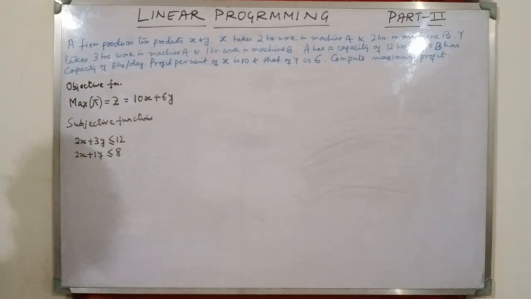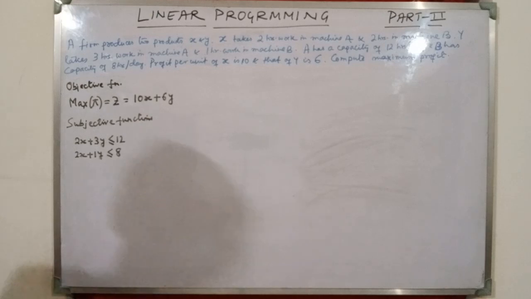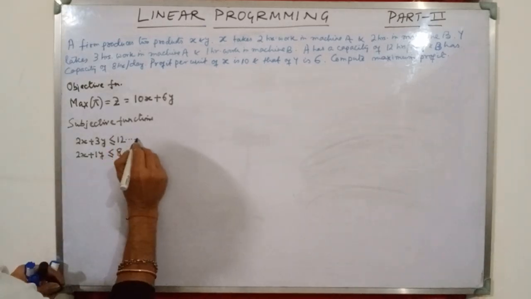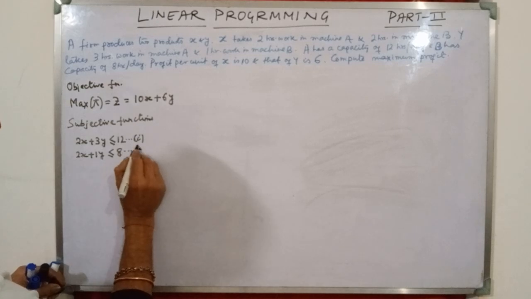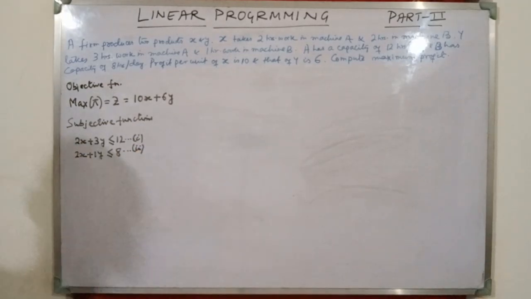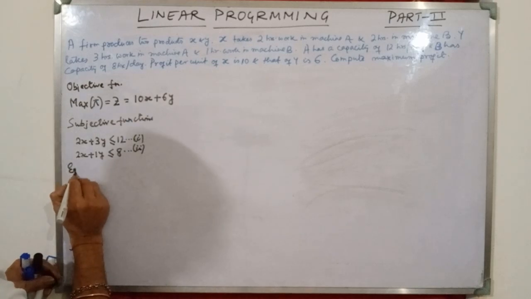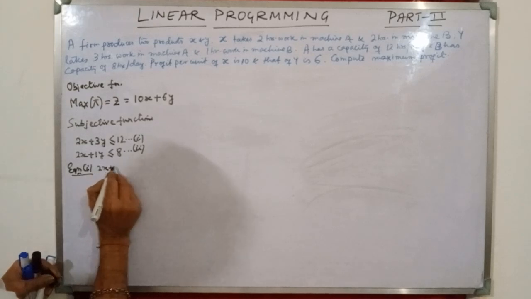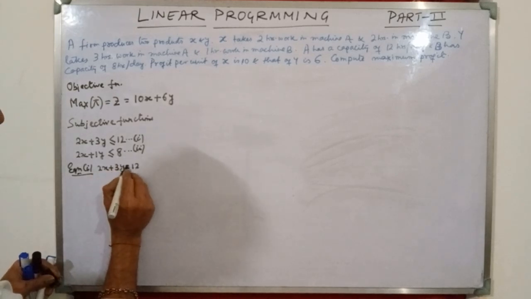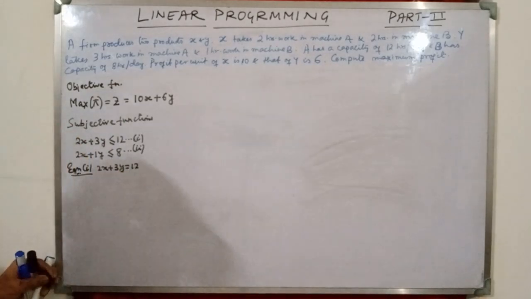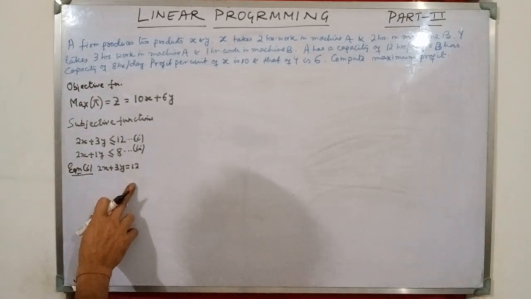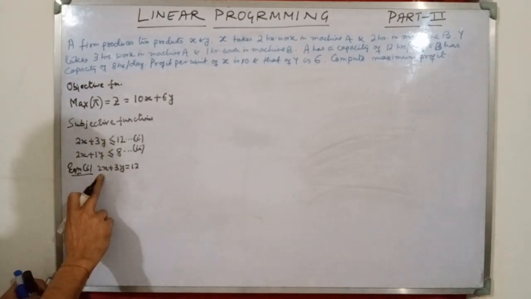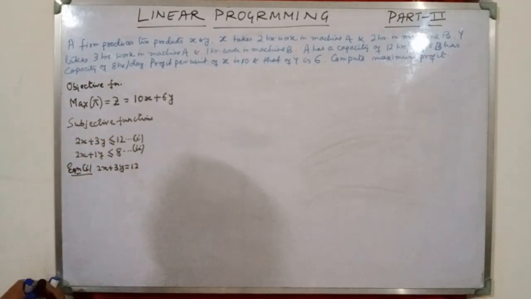Now we will start with the constraints as I have said in part 1. Let this be equation 1 and let this be equation 2. First we take equation 1. What is that? 2x plus 3y is equal to 12. You take the equals sign while solving the problem, although it is less than or equal to 12. But you take 2x plus 3y equal to 12.